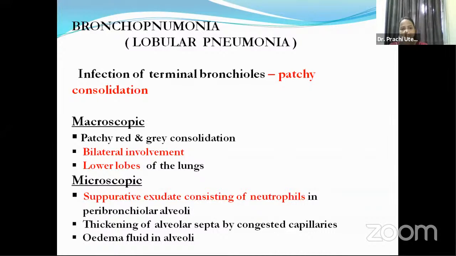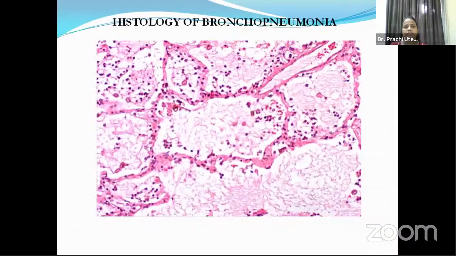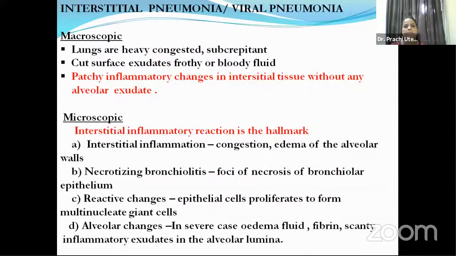and here there is suppurative exudate consisting of neutrophils in the peribronchial alveoli, thickening of the alveolar septa is seen, and edema fluid is also visible in the alveoli. This is again a patchy intra-alveolar neutrophilic exudate, which is more prominent in the periphery. This is the typical appearance of bronchopneumonia: edema fluid and inflammatory cells.